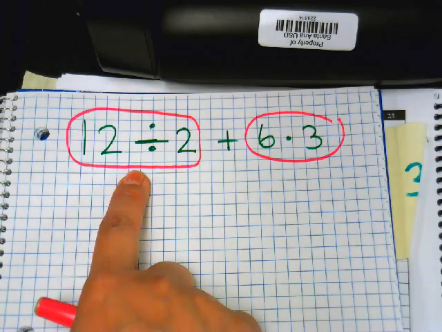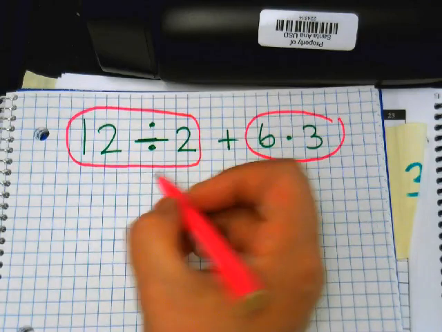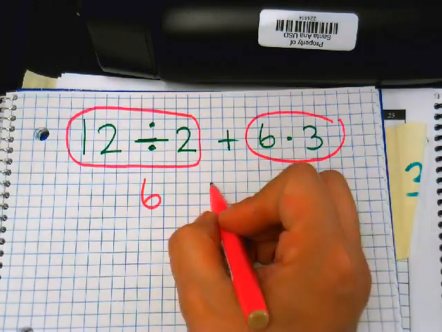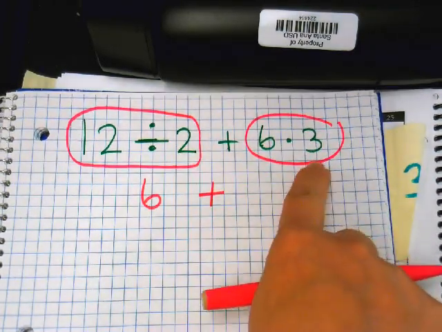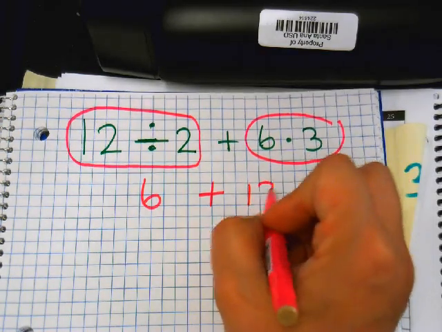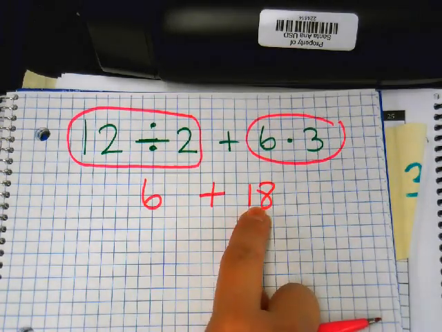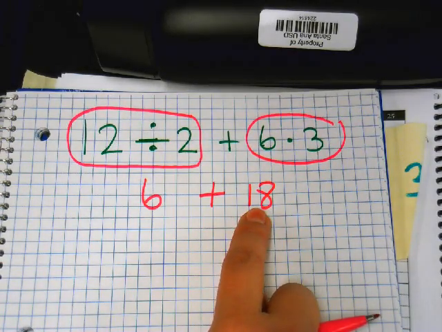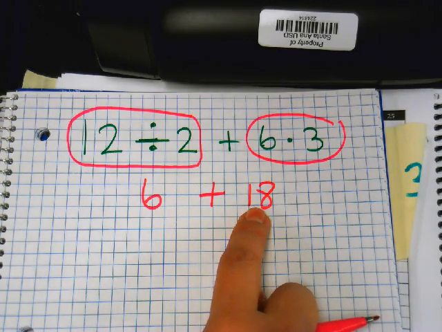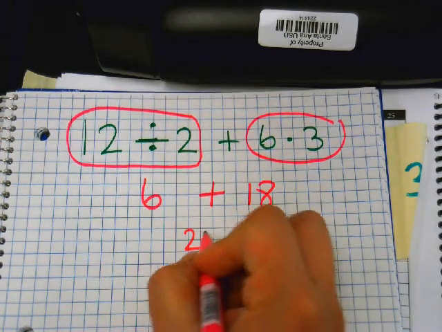12 divided by 2 is 6. Plus, do this mini problem: 6 times 3. 18. Then I'm only left with addition. You should only be left with addition and subtraction at the end. If you're doing it right, the last thing you're doing is adding and subtracting. That's how you know you're right. 6 plus 18 is 24.